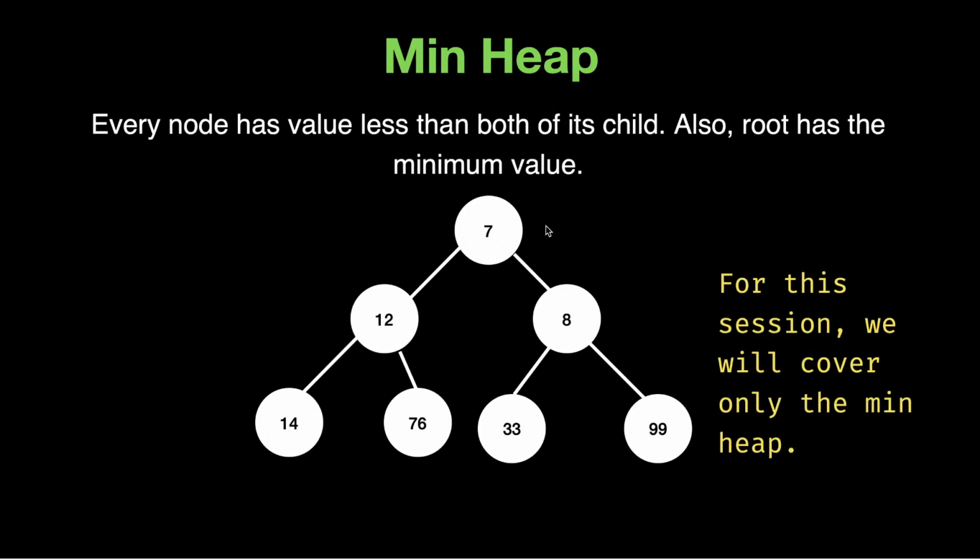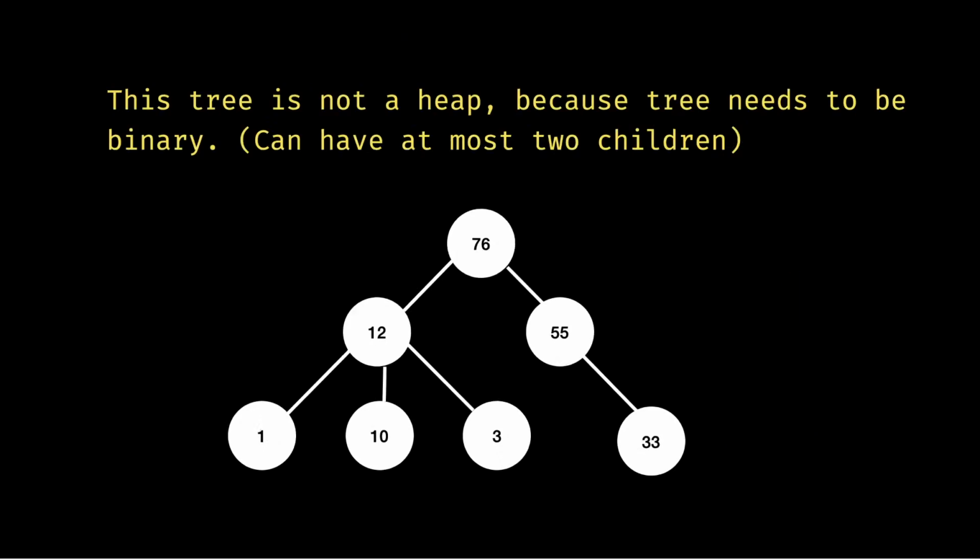And if we consider min heap, it is a special type of heap that has values less than both of its children. In this case, 7 is less than 12 and 7 is less than 8, so it is less than both of its children. 12 is less than 14 and 12 is less than 76, 8 is less than 33 and 8 is less than 99. For this session, we will only cover min heap because we have limited time, and if you know the concept of min heap, you can easily implement max heap as well.